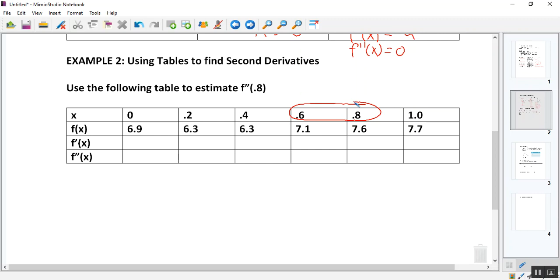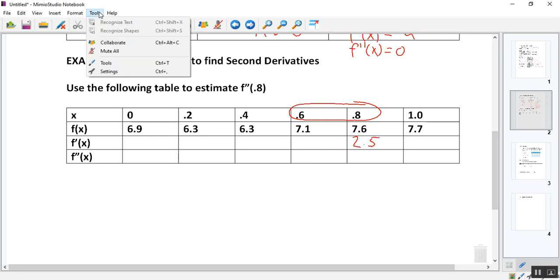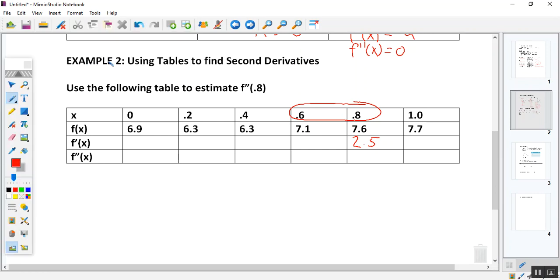2.5. Okay. Now guys, I have a question for you. This is the box I'm really worried about right here. I want to find, or estimate I guess I should say, f double prime of 0.8. I need to know this value right here. Well guys, I can't find that unless I know two values up here from f prime of x. So I'm going to come back here in blue and let's use, hang on a second.